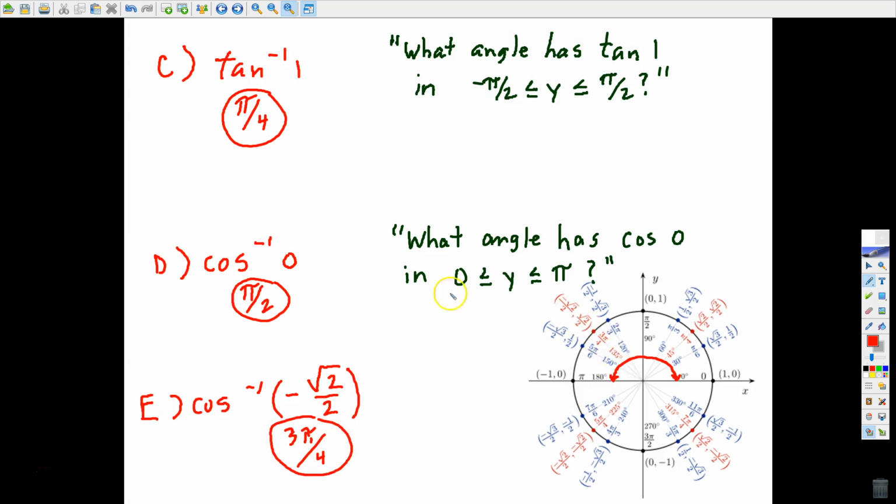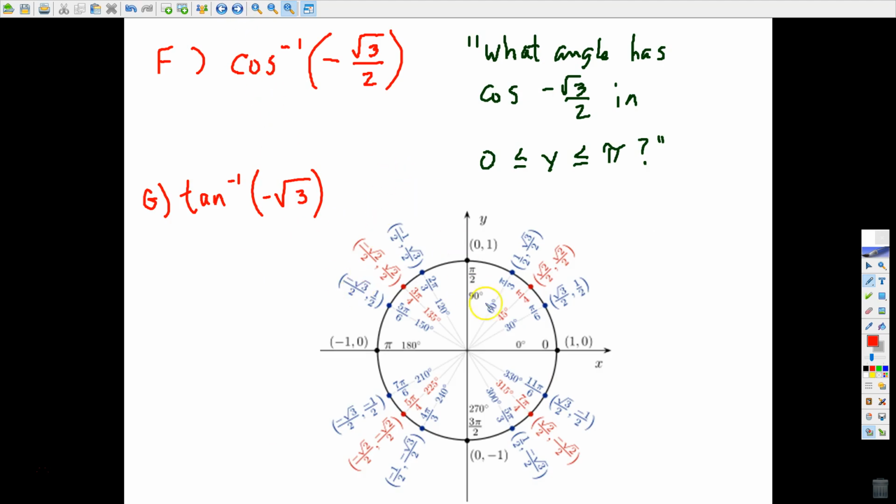Okay, very good. Let's try another one. Again, inverse cosine, and I'll just put it in a question for you. What angle in radians has cosine negative root 3 over 2, and it's got to be in this range? In other words, this is describing the top half of the unit circle between 0 and pi. All right, so x-coordinate negative root 3 over 2, that's pretty obvious. That's right here, and that's the angle 5 pi over 6.